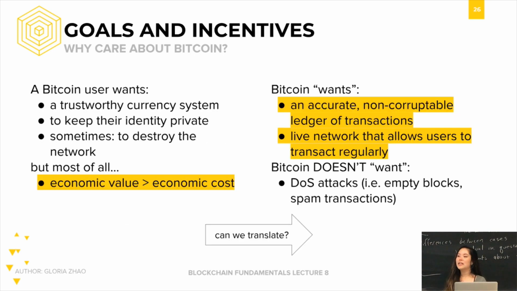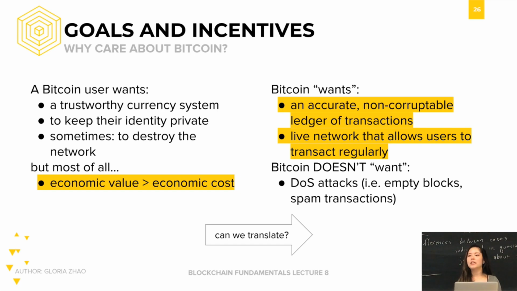So when Satoshi, or whoever it is, was designing Bitcoin for the typical user, you want a trustworthy currency system. Otherwise, no one would participate in this network, of course. They want to keep their identity private, right? That was a cypherpunk ideal that we wanted when we were creating a cryptocurrency back then. And sometimes a Bitcoin user is going to want to destroy the network. But most of all, we can assume that the average person wants their economic value in the system to be greater than their economic cost.